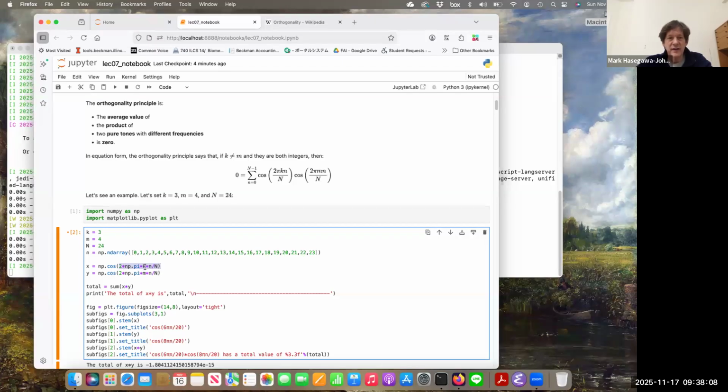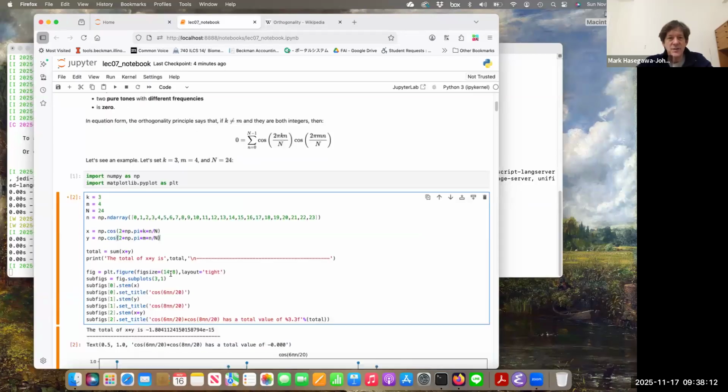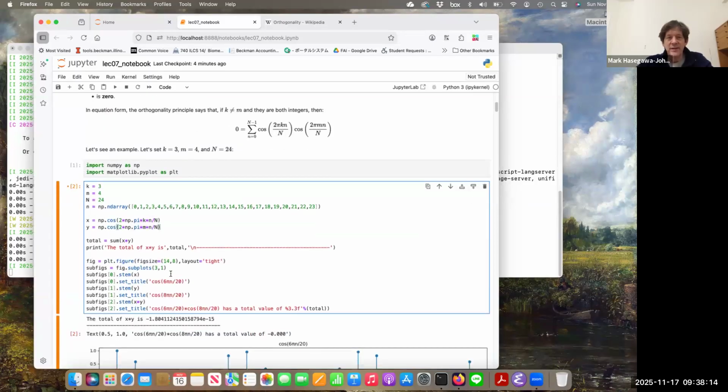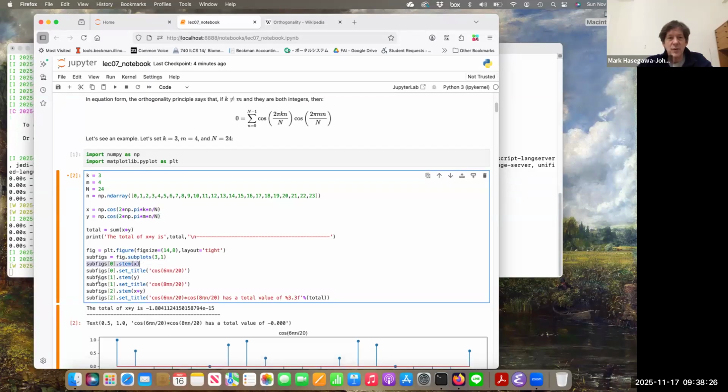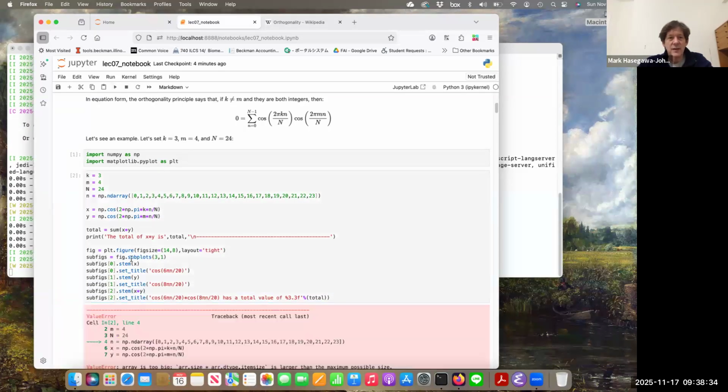X will be the cosine at frequency k, and y will be the cosine at frequency m, right? So 3 hertz and 4 hertz. And then I'm going to print out the total of the product between x and y. And then just for information, I'll plot first in subfig 0, I'll plot x. Second in subfig 1, I'll plot y. And third in subfig 2, I'll plot the product of the two of them.